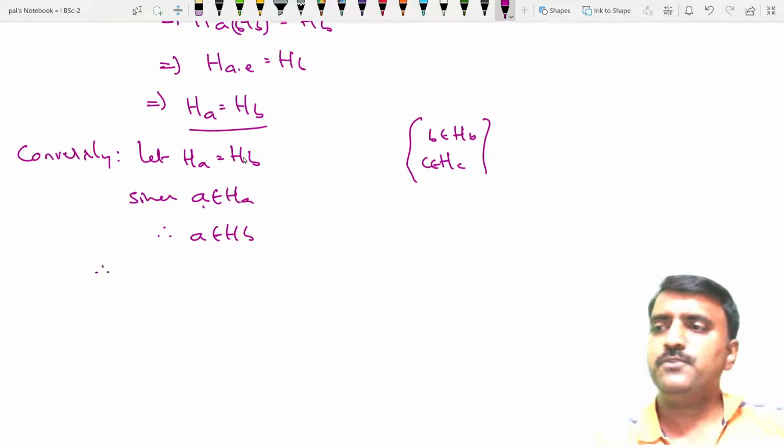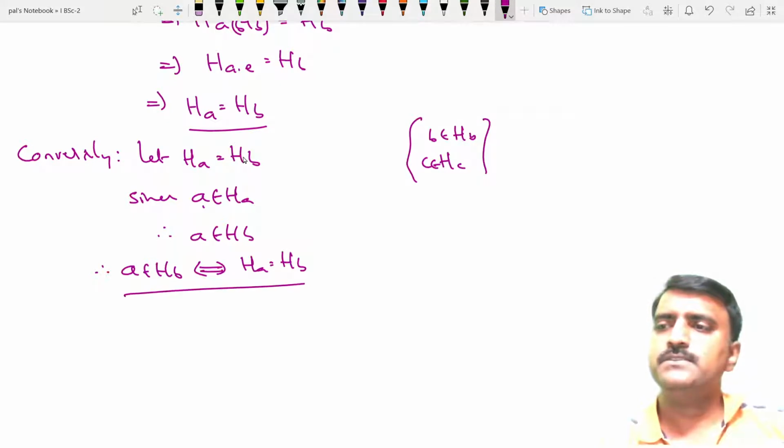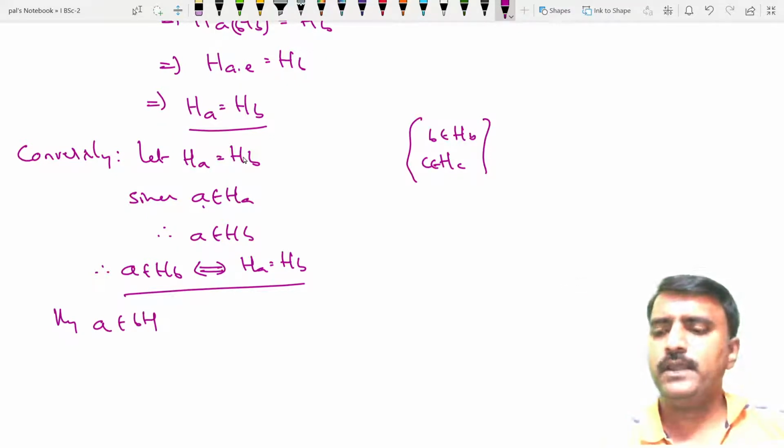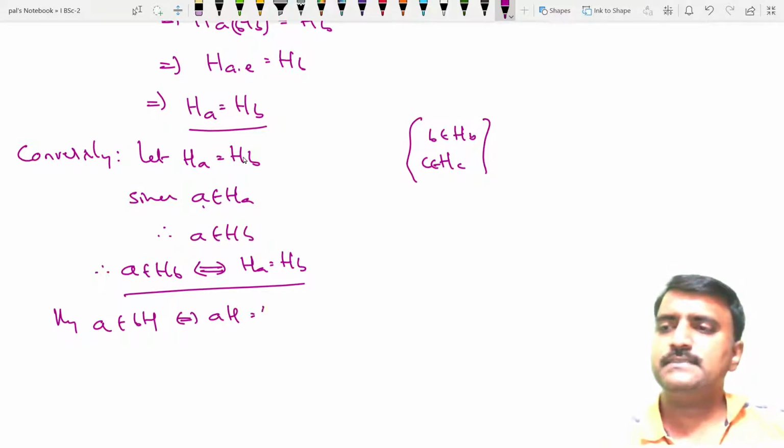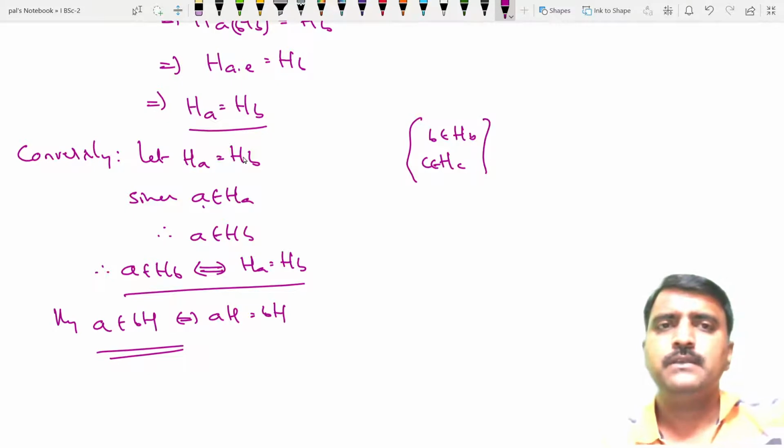So therefore A belongs to HB if and only if, implies and implied, that HA is equal to HB. That's all. Similarly, we can show that A belongs to BH. Taking the left coset BH, which implies that AH is equal to BH. Similarly, we can show this result. So that's all.